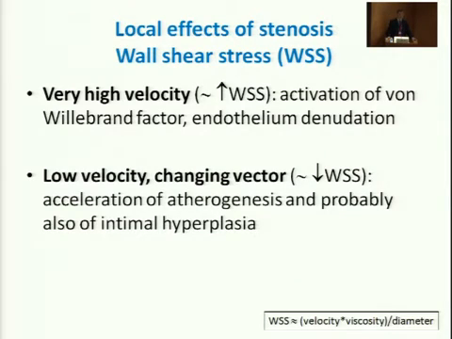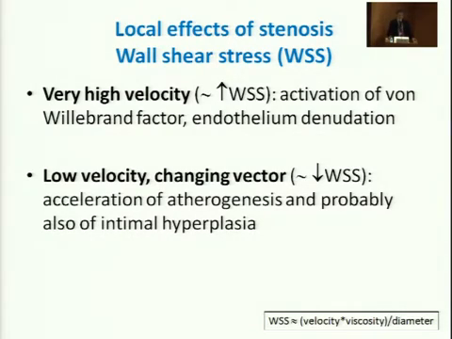What are the local changes associated with stenosis? They are mainly characterized by wall shear stress, which is related to velocity, viscosity, and indirectly to diameter. And it's known that very high wall shear stress or very high velocity activates von Willebrand factor, which takes part in the coagulation, but also in endothelial dysfunction. And there is also some mechanical deployment of the endothelial cells inside the stenosis.